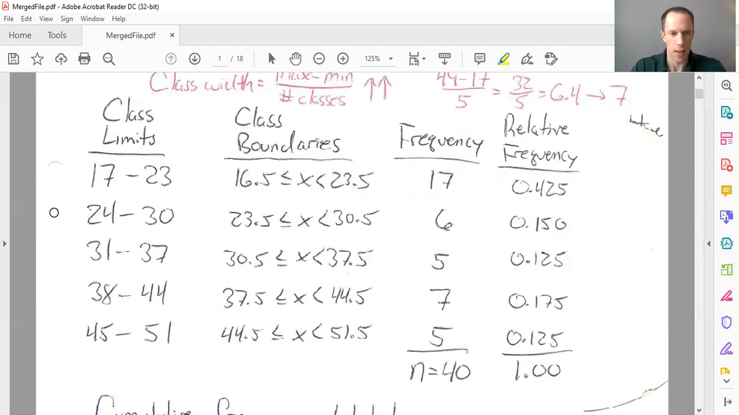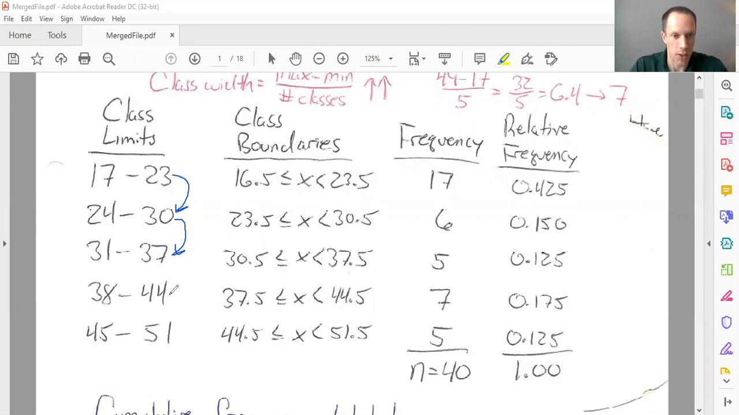So one of the rules that we want to follow when we create these classes is we don't want there to be any gaps and we don't want there to be any overlap. So if the second class is going to start at 24, the first one will have to end at 23. And if the third class is going to start at 31, the second one will have to end at 30. Notice that if you take that first upper limit, which is 23, and add the class width of 7, you get 30. And if you take that 30 and add the class width again, you get to 37. So once you figure out the first upper limit, you can just add the class width all the way down.